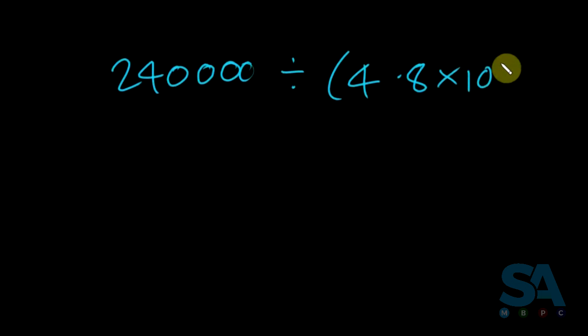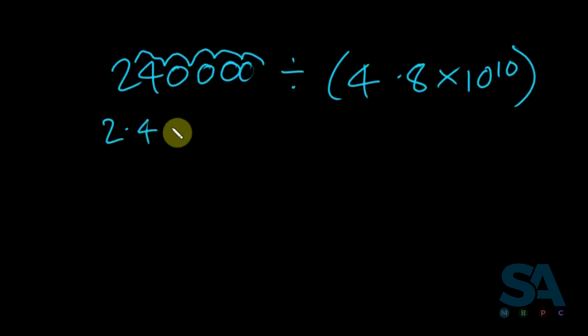If we were told to calculate 240,000 divided by 4.8 times by 10 to the 10, what we do first is convert this 240,000 into standard form. Now we need to move the decimal place over 1, 2, 3, 4, 5 spaces for a to be valid. So 240,000 in standard form is going to be 2.4 times by 10 to the 5.